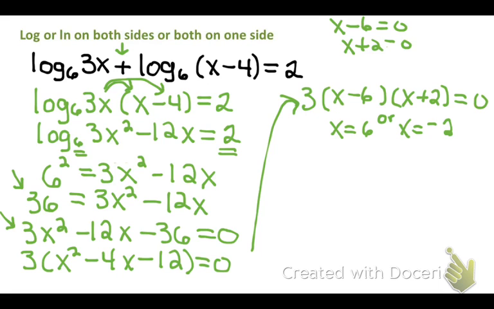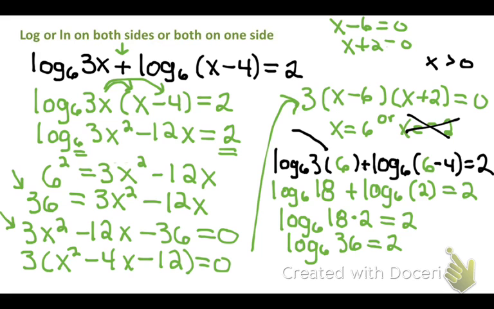So it could be one of these values, or maybe neither value works. So we're going to sub it back in to see if they work. So remember, when we're working with logarithms, there's a domain restriction, and it says that x needs to be greater than 0. So we know that x equals negative 2 can't work. So now we're going to sub in the 6.